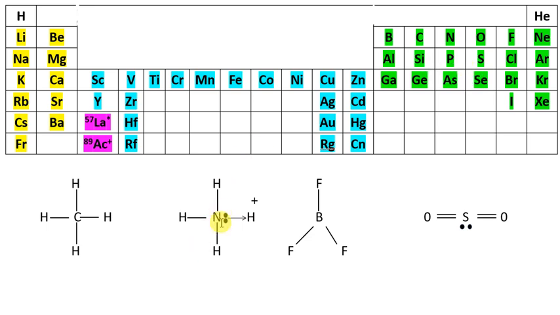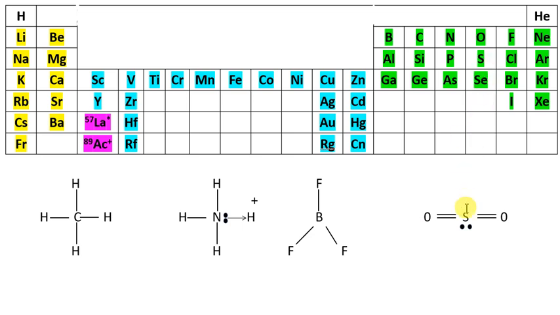Nitrogen, group 15. 5 outer electrons, 3 regular covalent bonds made with 3 hydrogen atoms, leaving 2 electrons left over, but they are used to make a dative bond in NH4. Boron, group 3. 3 outer electrons, 3 covalent bonds formed, no lone pair of electrons.